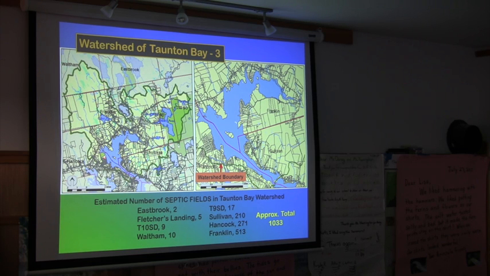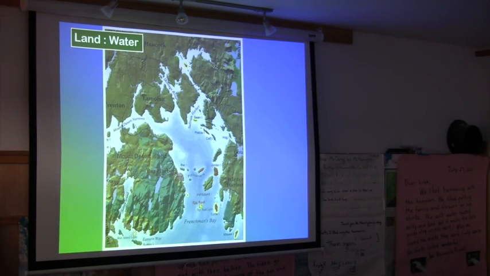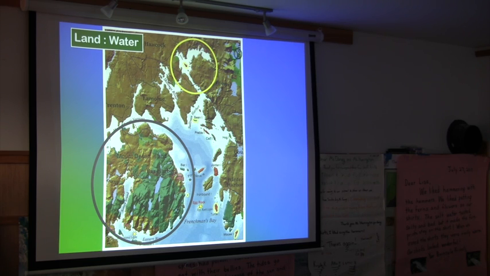And the reason Taunton Bay is as clear as it is now is because nobody lives in the watershed, or very few people, very few septic systems. And most of these septic systems are right here around the cluster density of the bay. So here are two different regimes. The island in the ocean is the converse of Taunton Bay, a bay amid the land, and the water.